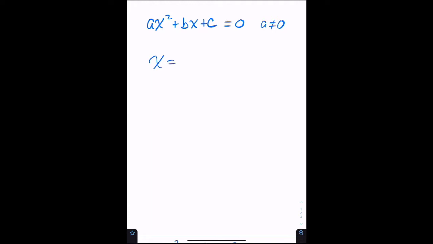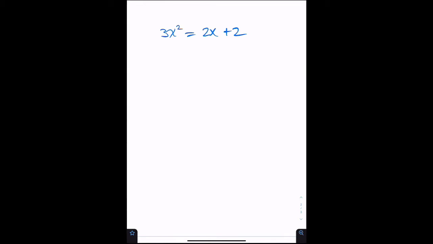And it has a song. And it goes like this. x is equal to the opposite of b, plus or minus radical b squared minus 4ac, all over 2a.